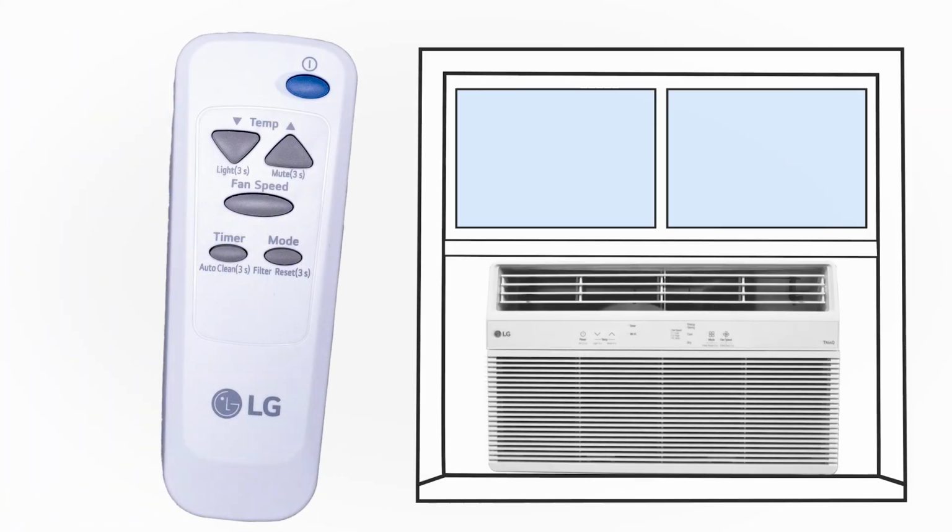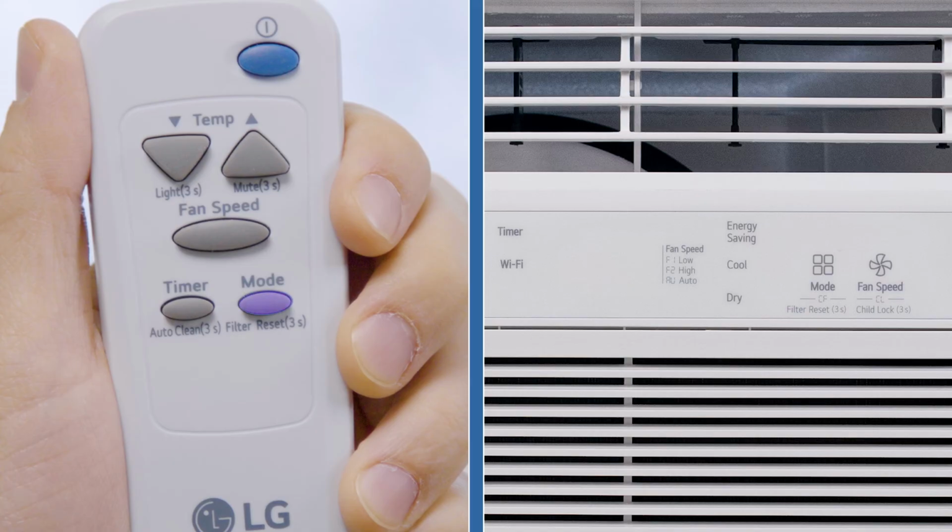The remote control for your air conditioner gives you full control of all the functions on the control panel, as well as a few additional features. You can select your operation modes, adjust fan speeds, and temperature controls.